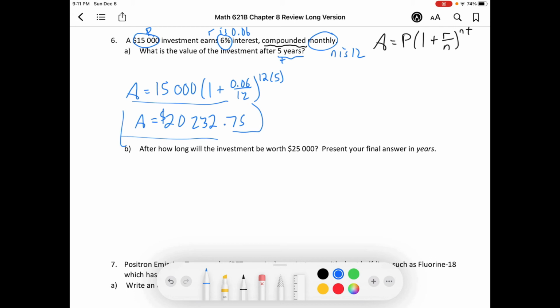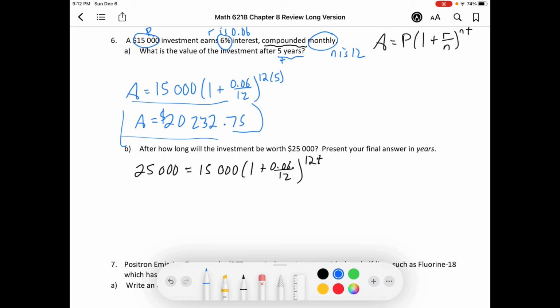All right, after how long will the investment be worth $25,000? Present your final answer in years. So, in this case, we know the final amount is $25,000, the A. We know the initial amount is $15,000. We know that the nominal interest rate has not changed. It's still monthly. So this will be to the power of 12t. The number of years is unknown.